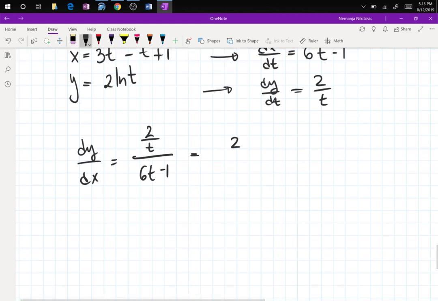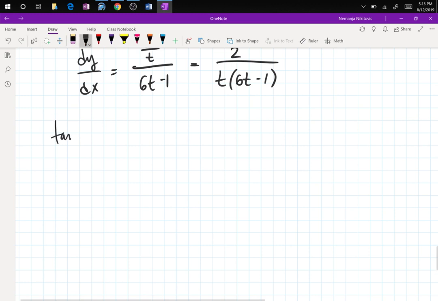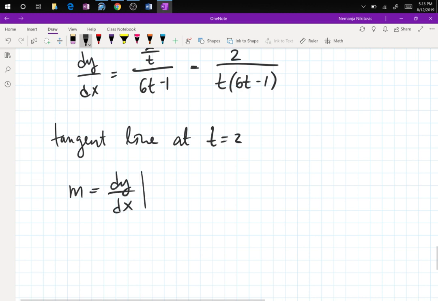Now you get to fix this, 2 over t times 6t minus 1, and you have your derivative. Now, if the point is given to you, let's say the tangent line at time 2 seconds, you will plug that in. So now slope is the derivative computed at 2 seconds. You can use the same notation like for integration. When you put that vertical line, instead of putting the limits, you just say compute at t equals 2.